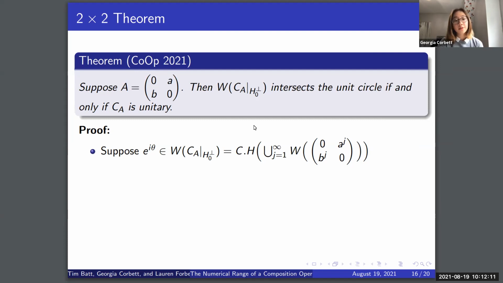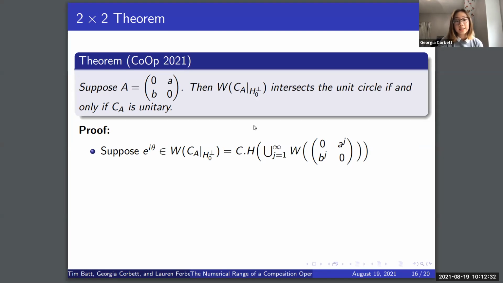So the theorem that we found states that we let A be a 2x2 antidiagonal matrix, then the numerical range of the composition operator restricted to H0 perp intersects the unit circle if and only if the composition operator is unitary. So I'm just going to quickly go over the proof of this theorem.